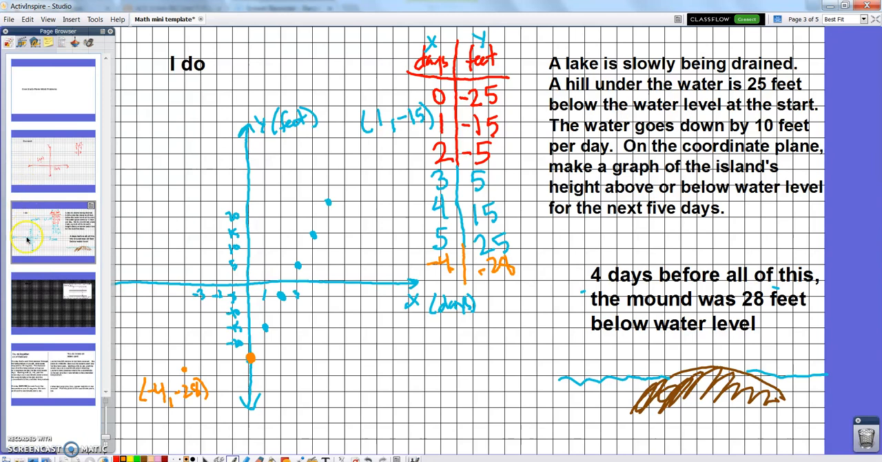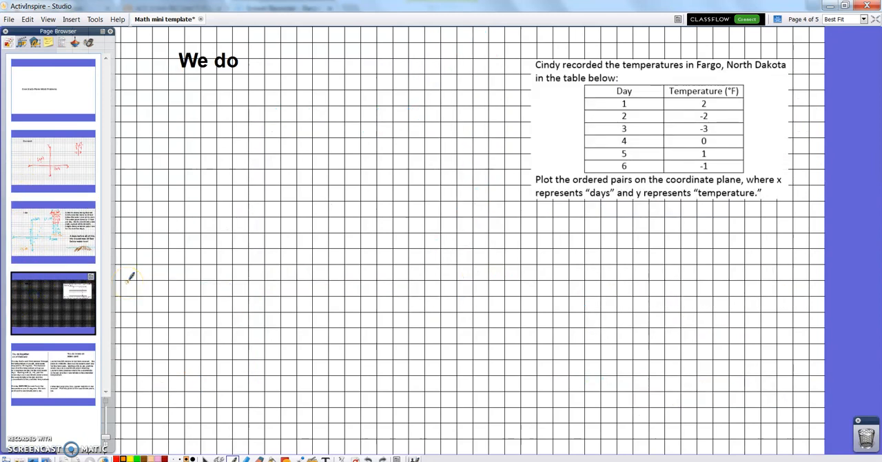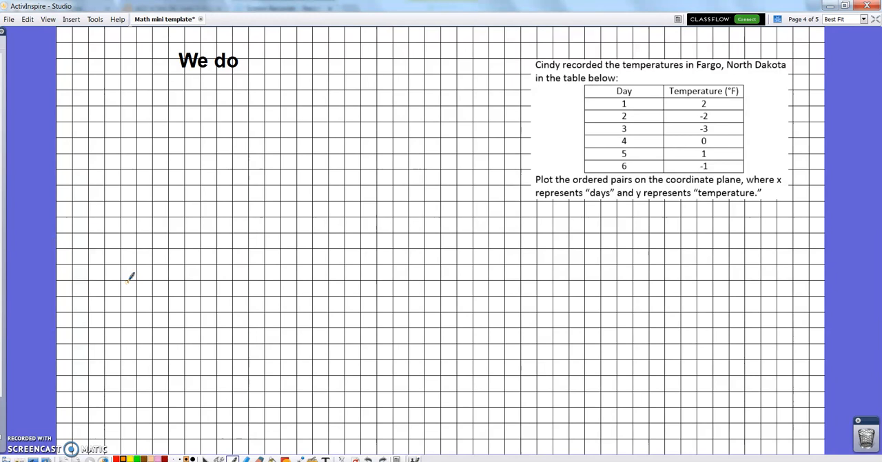Let's do one together if we can. Let's do this one. Cindy recorded the temperature in Fargo, North Dakota. That is a cold, cold place. In the table below, plot the ordered pairs on the coordinate plane where x represents the day and y represents the temperature. She has a table, so we don't need to make one. X represents the day and y represents the temperature, so when I make my ordered pairs, they're going to be (x, y).